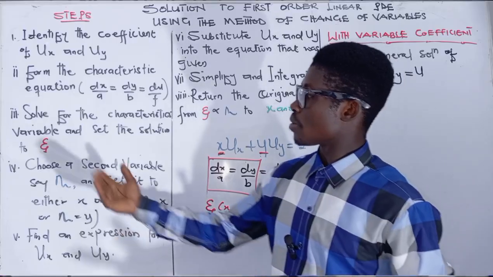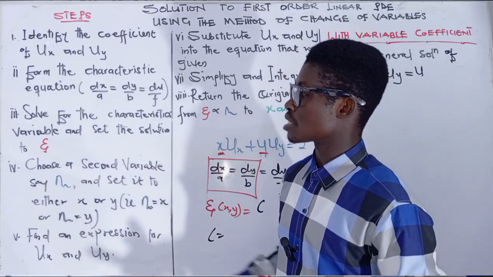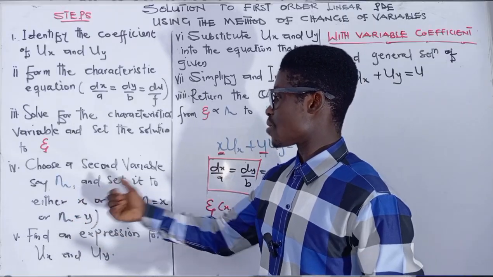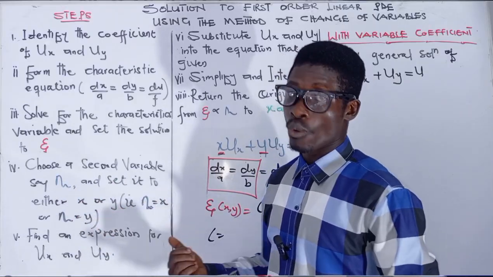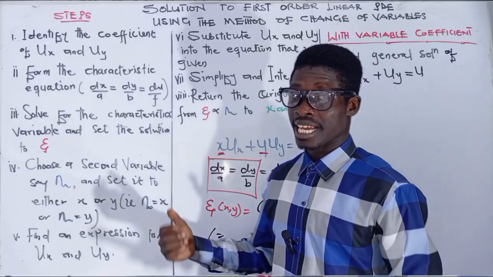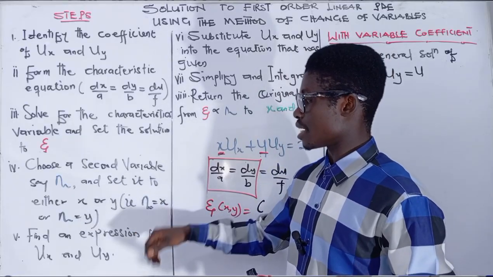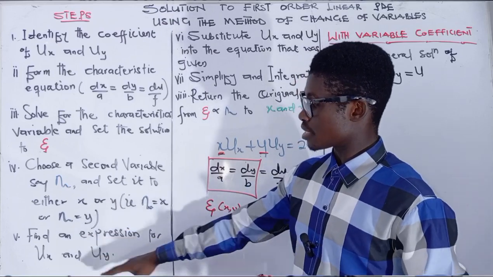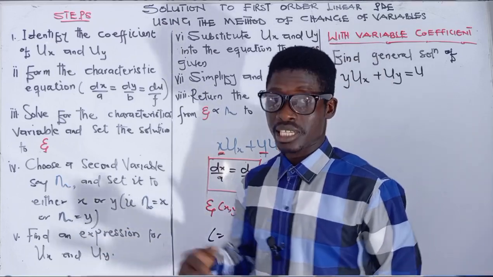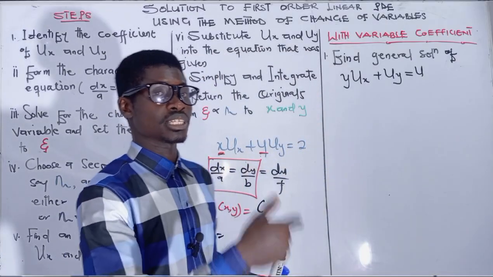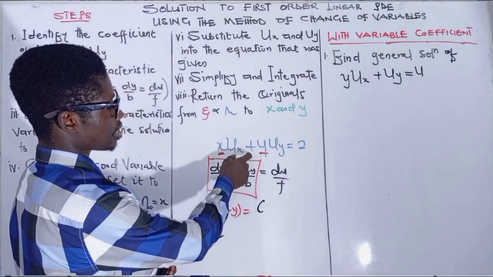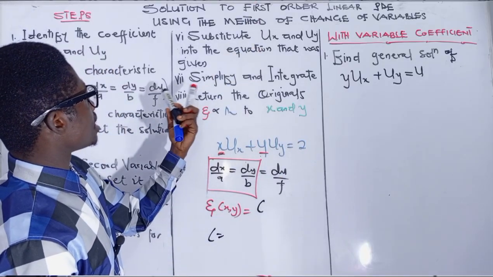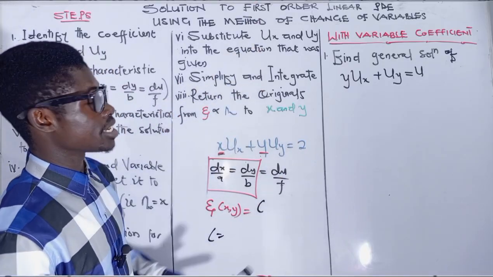Once you are done, you choose a second variable. Since we have zaya, we choose a second variable called eta, and we set it to either x or y. So you can say that eta is equal to x or eta is equal to y. Then we find expressions for ux and uy, and substitute them into the equation that was given. The seventh step says to simplify and then integrate.